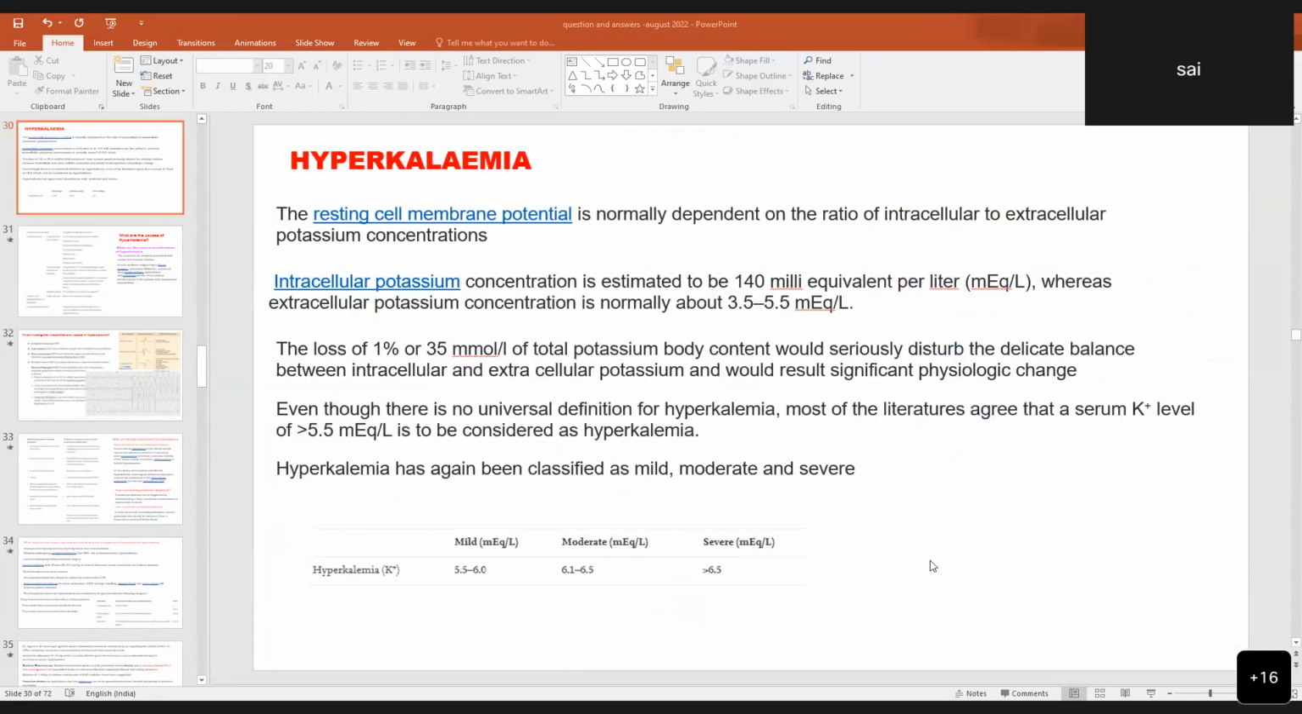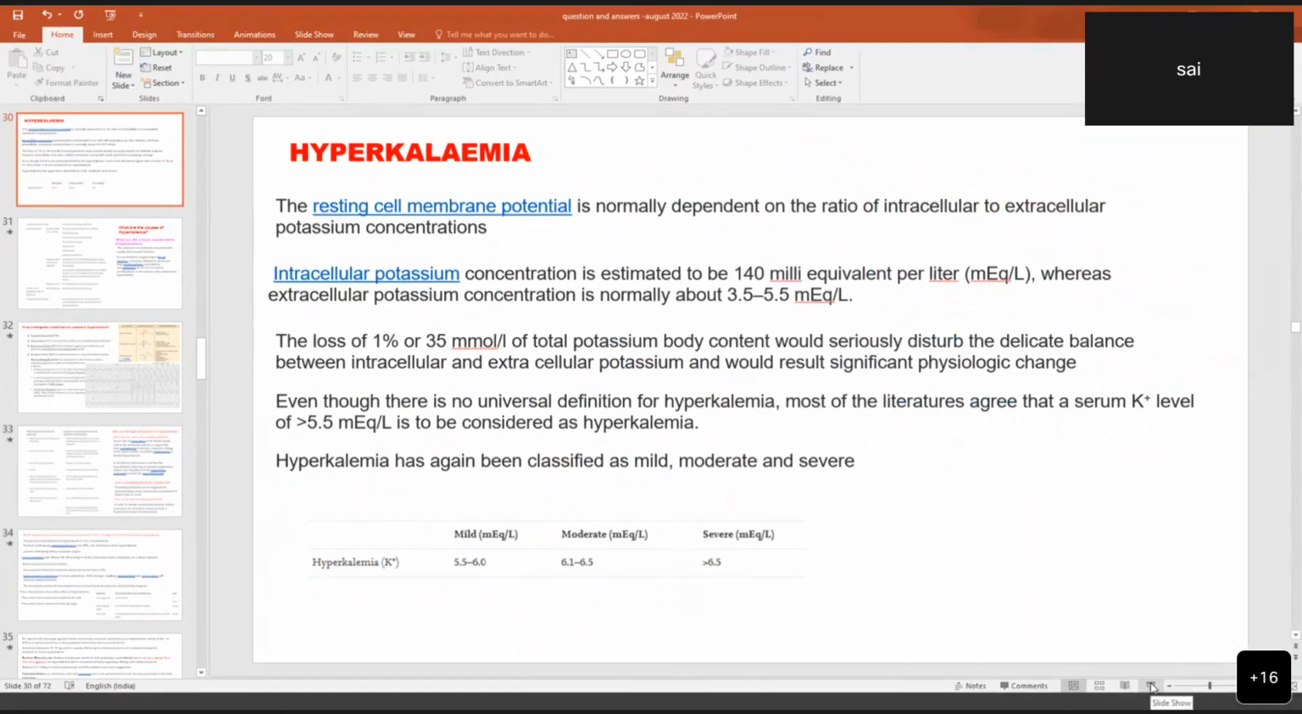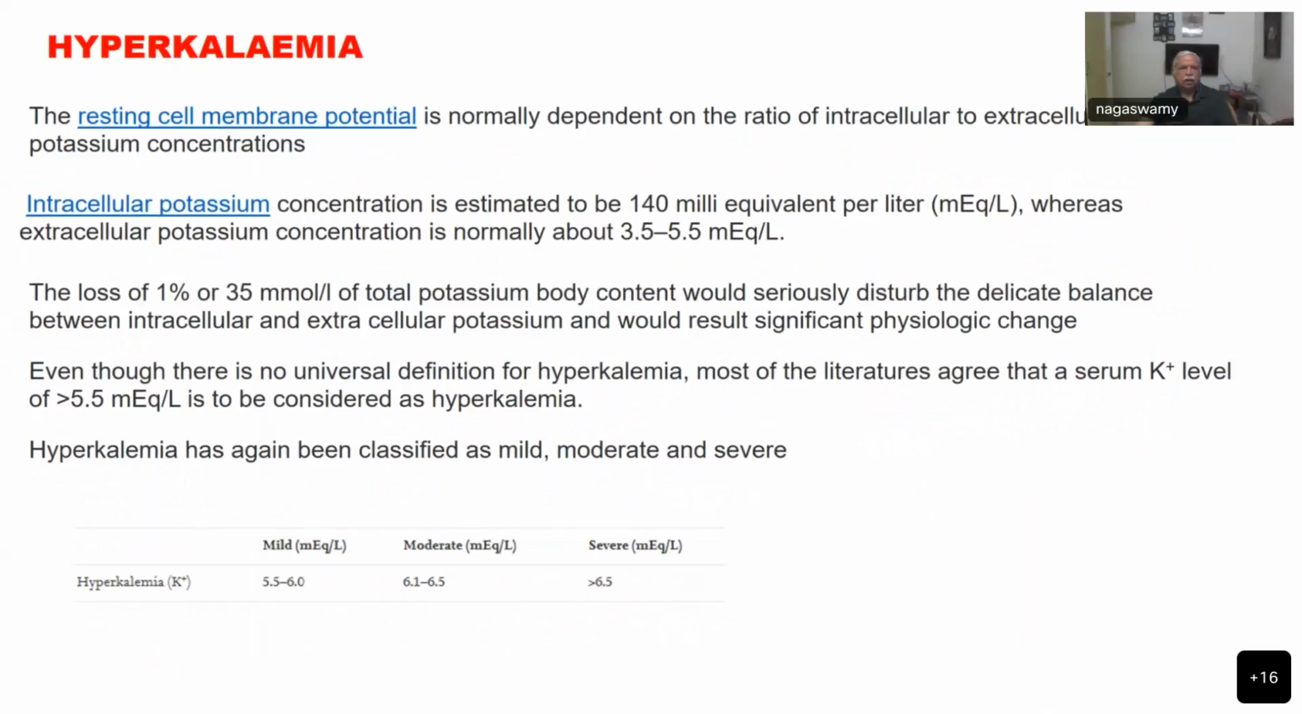But some of the slides I have got will be useful from an exam point of view. So hyperkalemia, the resting potential: the intracellular potassium is 140 milliequivalents, whereas the extracellular concentration is 3.5 to 5.5. And when you talk about hyperkalemia, you have to talk about mild, moderate, and severe, and how we classify based on the values of this potassium.